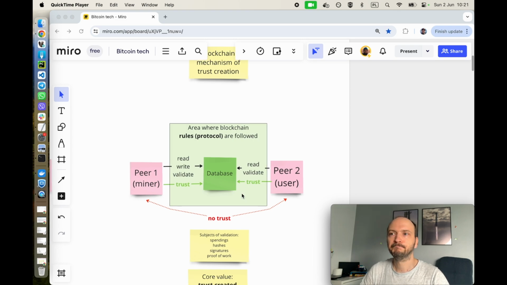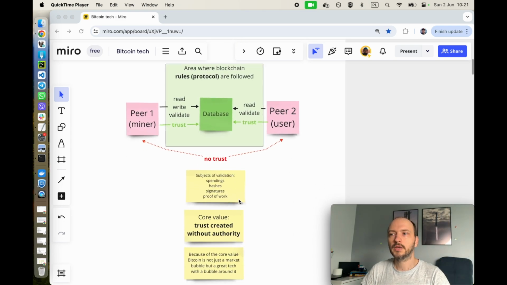And basically, that's it. We don't have an authority. That's what Bitcoin or other true blockchain projects produce. And in this case, subjects of validation are, for example, hashes, which we will speak about, signatures, proof of work results, and several different things. So the things that should be validated are quite formal, and we can just list them. So the core value of Bitcoin is the trust created without an authority.